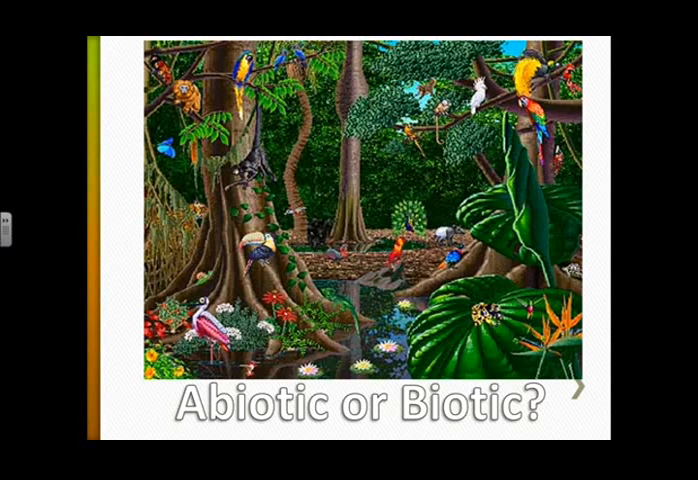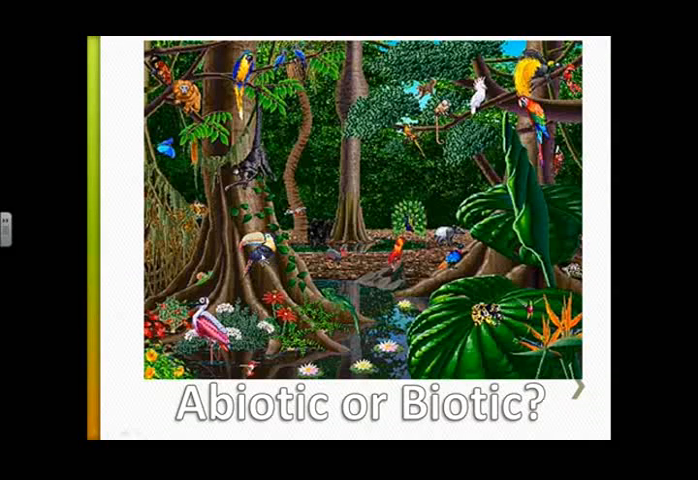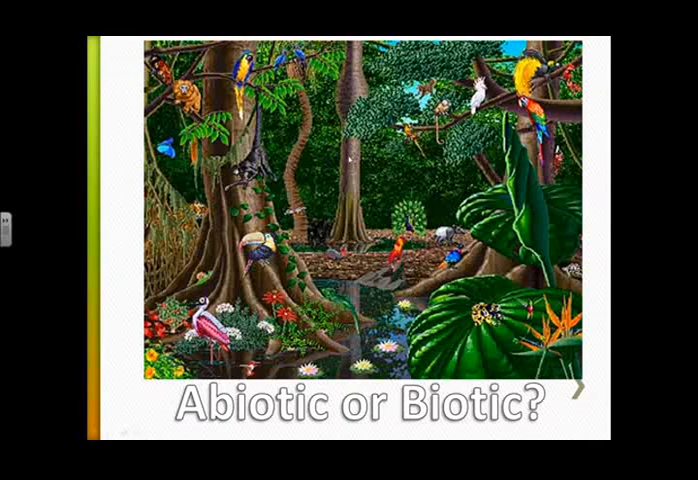So you can look at this picture and see a lot of different abiotic or biotic factors. For example, we see the water here, abiotic factor. The birds, on the other hand, are a biotic factor. And you can go through this picture and pick out different ones.